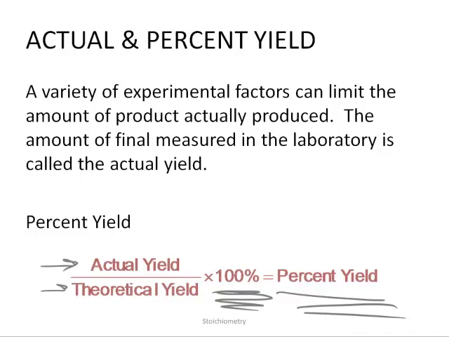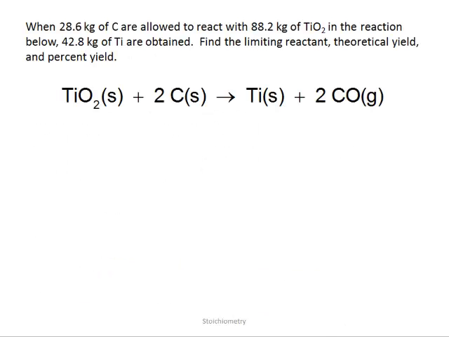Okay, so let's do an example of that. Here we have production of titanium from titanium(IV) oxide with carbon. Okay, if we start out with 28.6 kilograms of carbon and 88.2 kilograms of titanium oxide, we go into the lab with that amount of material and we actually produced 42.8 kilograms of titanium. So whenever you see obtained or produced, actually produced, that's referring to your actual yield. That's what the chemists went in the lab and did.